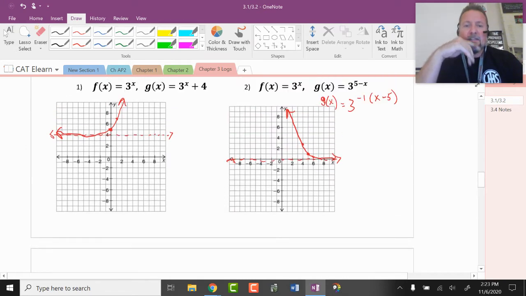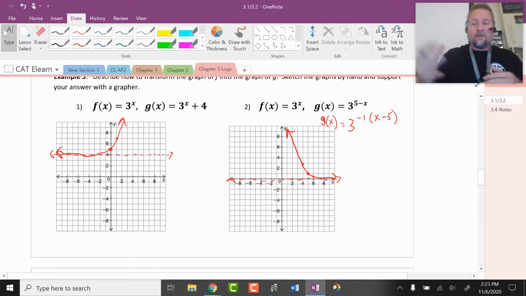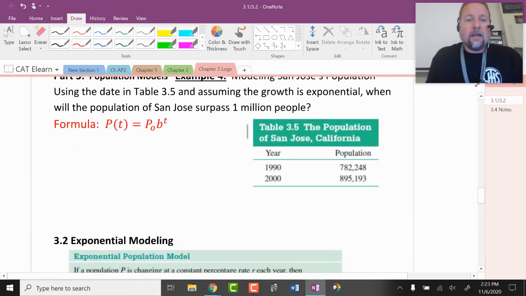Okay, so I guess we're done with the graphing here, but we won't be. I'll keep bringing up graphing, especially when we do logarithms. To graph logarithms, you got to know how to graph exponential functions. Okay, continuing on.